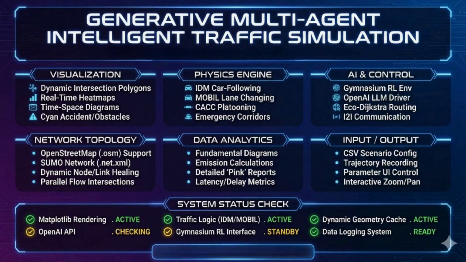In AI and control, the platform supports Gymnasium reinforcement learning environments, eco-driving routing, and vehicle-to-infrastructure communication. For network topology, the system supports native imports from OpenStreetMap and SUMO net XML files featuring dynamic node healing and parallel flow intersection logic. For data and I/O, the system captures deep analytics, including emission calculations, fundamental diagrams, and detailed pink vehicle reports, while providing full control through CSV scenario configurations and interactive zoom and pan tools. All logic layers and API connections are active, and the remainder of the video demonstrates each of these features in action.